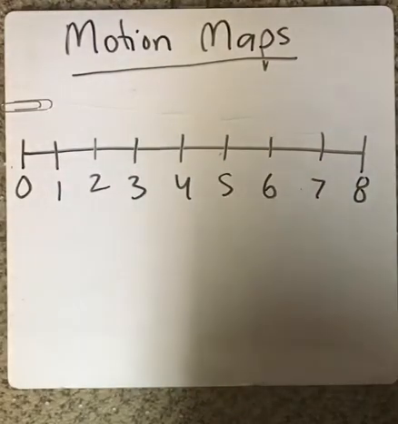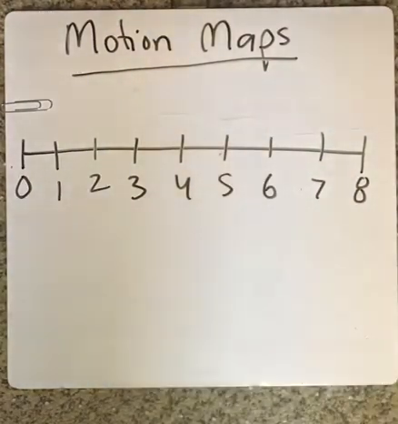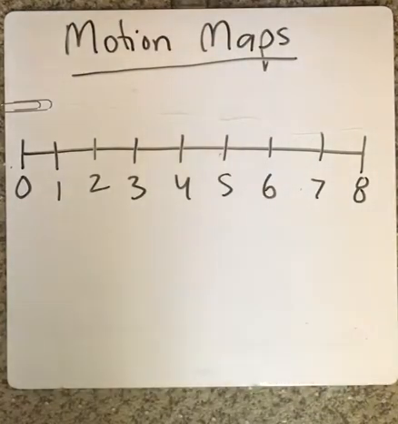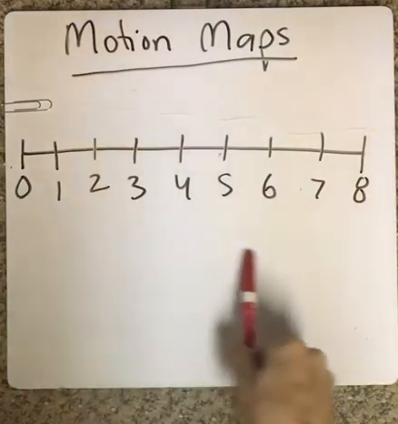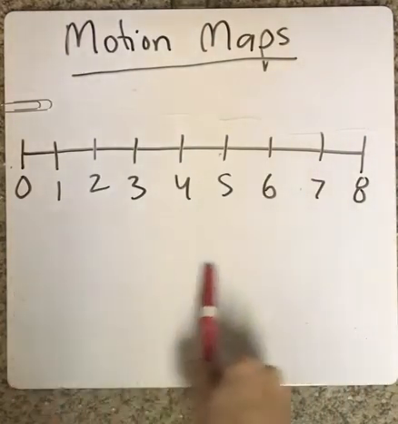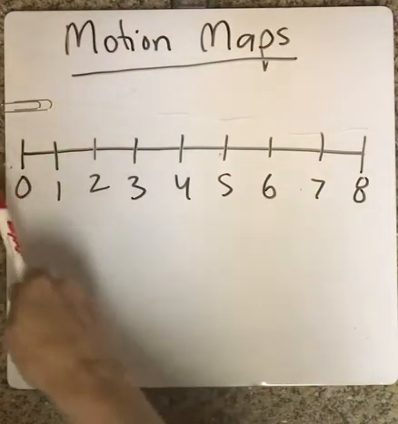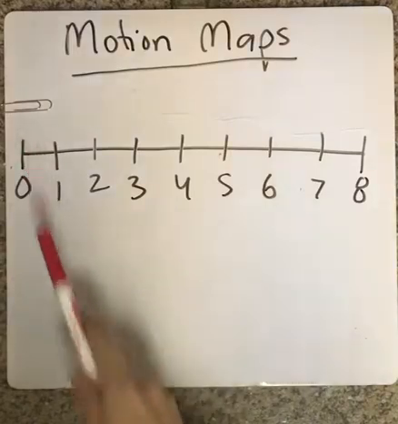This video is going to review the basics of how to make something called a motion map. A motion map is just a simple picture that shows what a moving object was doing by using a series of dots. So what you see here is a position scale so that I can measure where the object is located. And notice there's a paper clip here at the top.